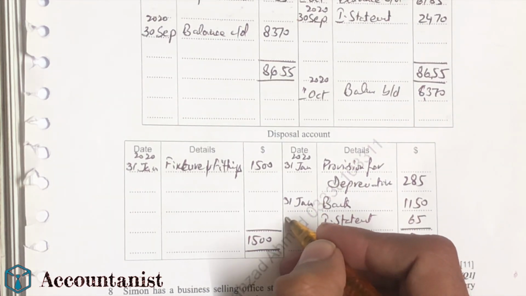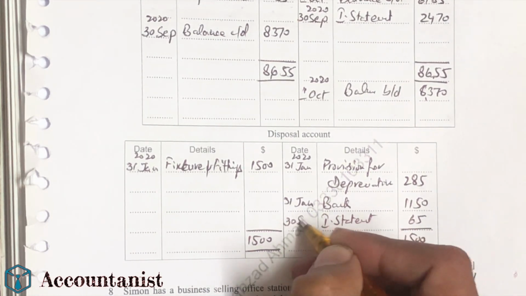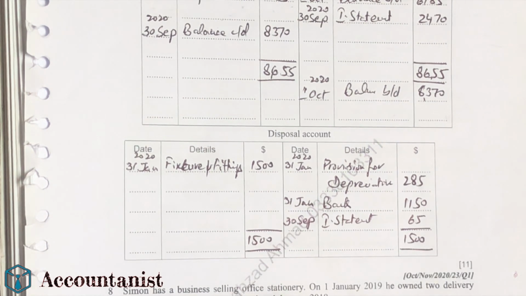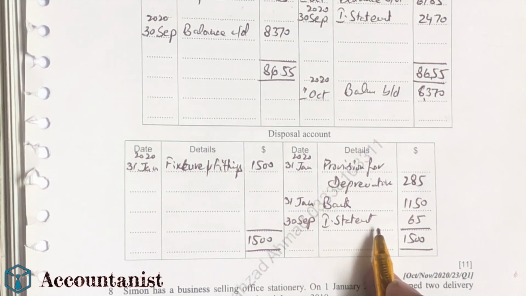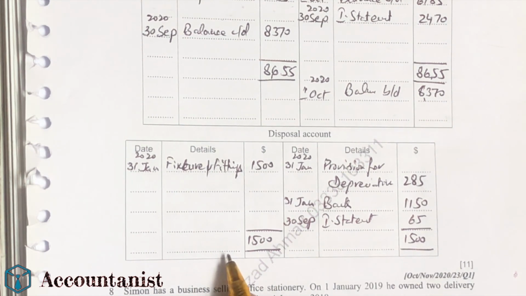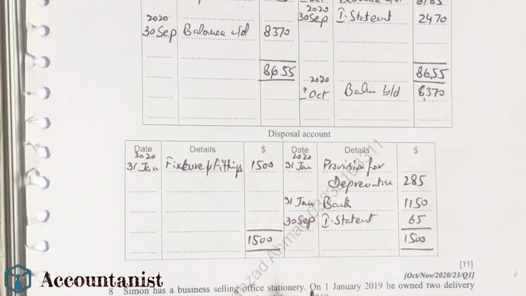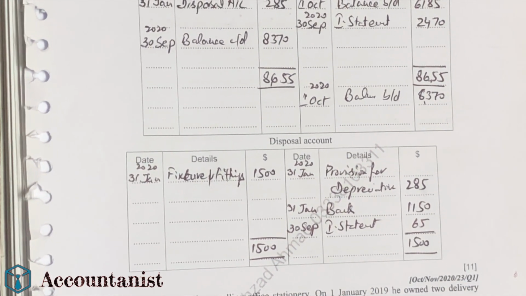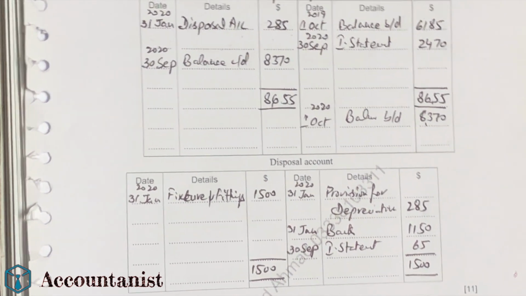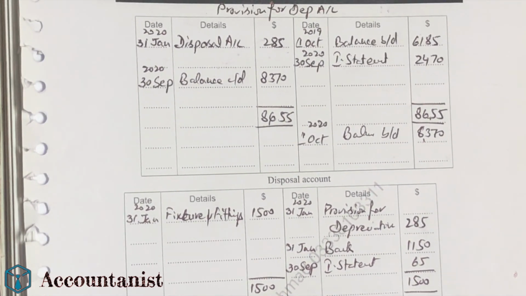At year end, that will be 30th of September. Do not write balance carried down or balance brought down into this disposal account, because it's a profit or loss account. So that's how we solve a depreciation question along with the disposal account and cost account.